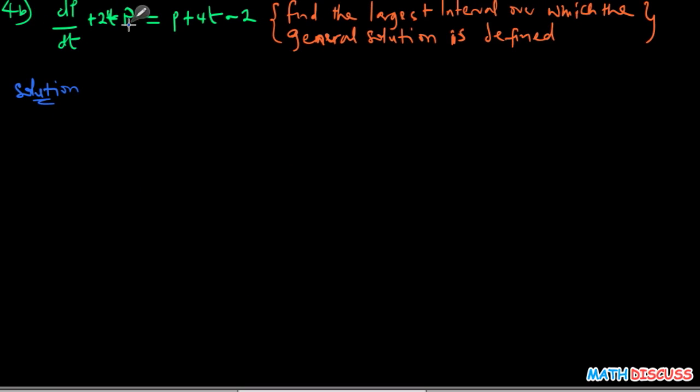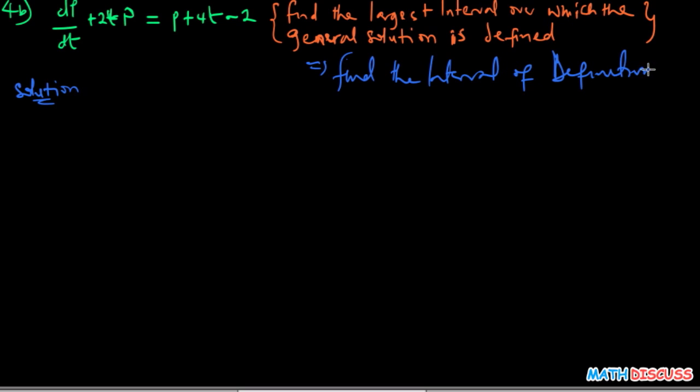So part B says, find the largest interval over which the general solution is defined. Now to find the largest interval over which the general solution is defined could also mean telling you to find the interval of definition. That could be another way of rewriting that.